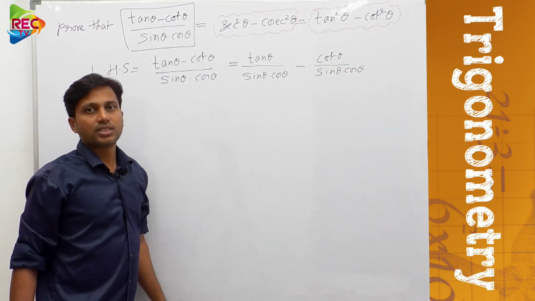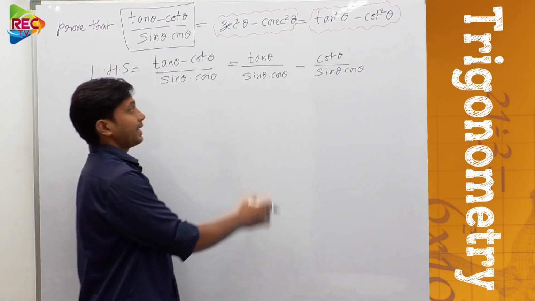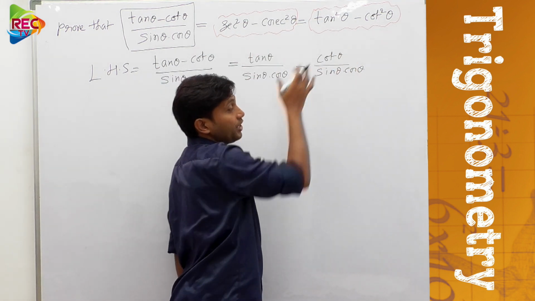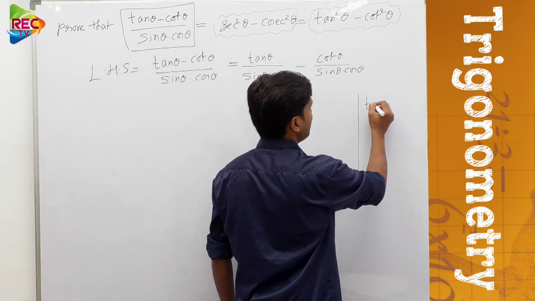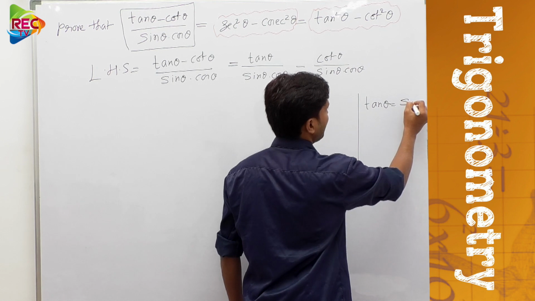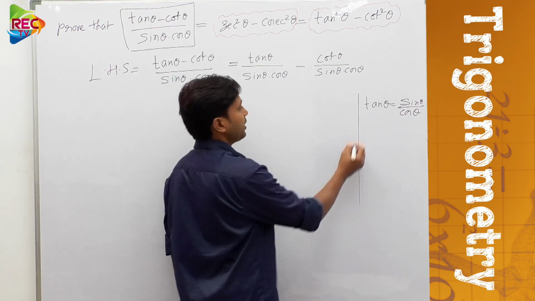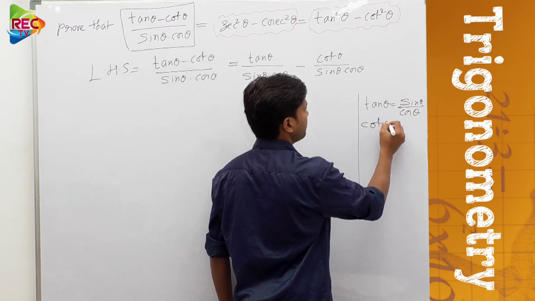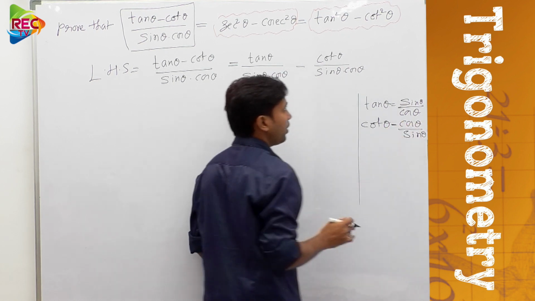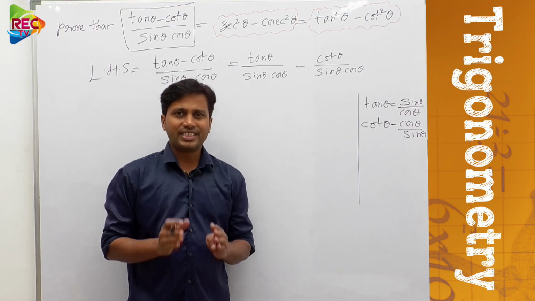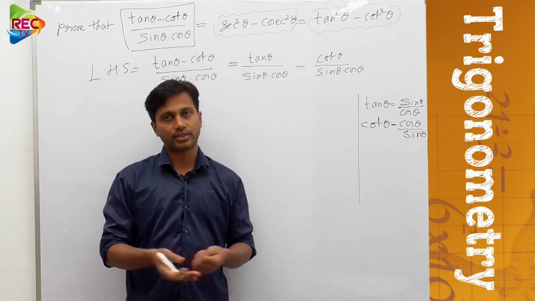What I have done? Simply I have separated the fractions over here. Now convert the terms of tan and cot into sin and cos. So how can we write tan theta? Tan theta can be written as sin theta by cos theta. And what is cot theta? It is a reciprocal of tan, no? So that can be written as cos theta by sin theta. That means we are converting all the trigonometric ratios in terms of sin thetas and cos thetas.